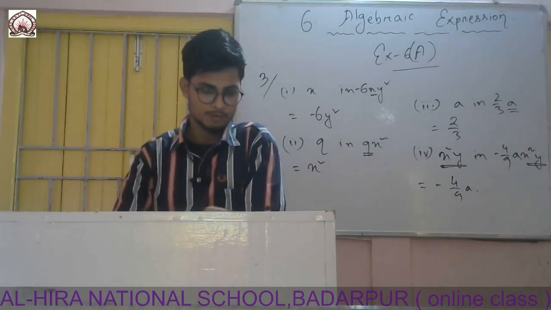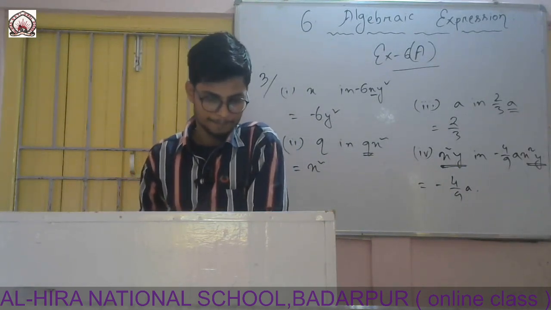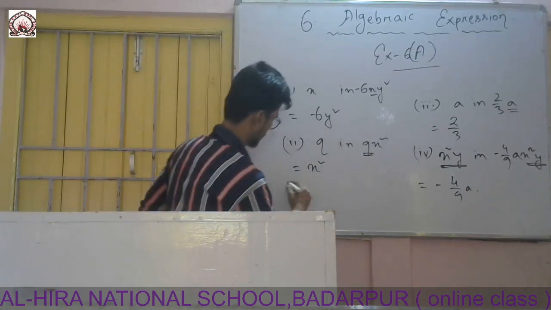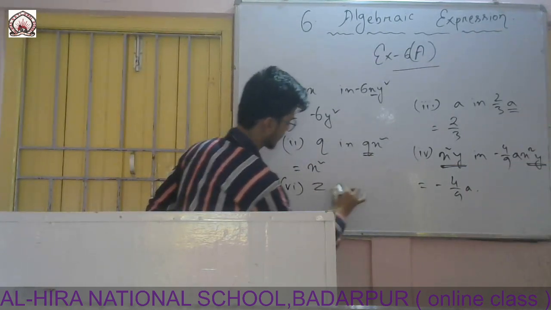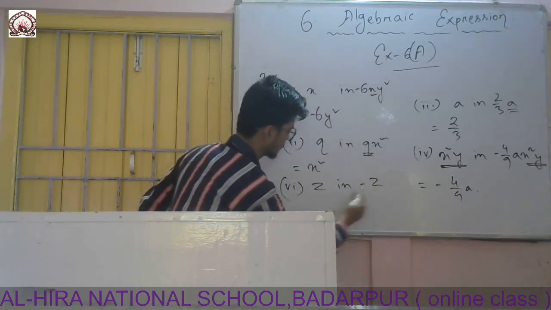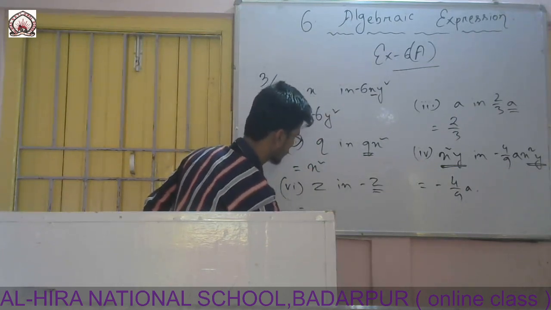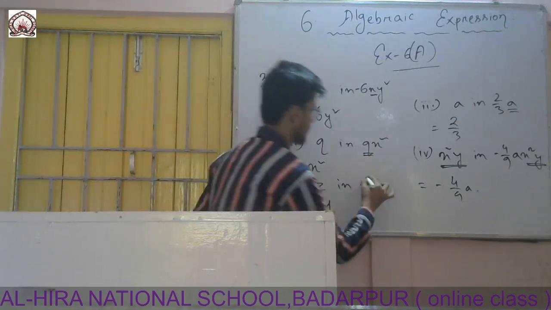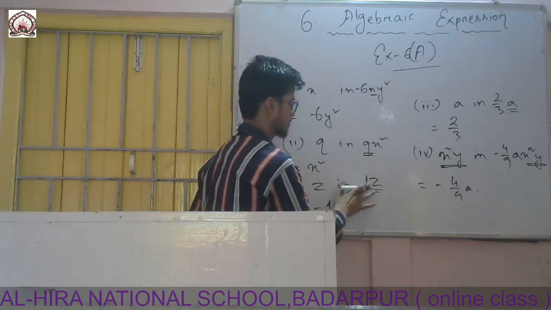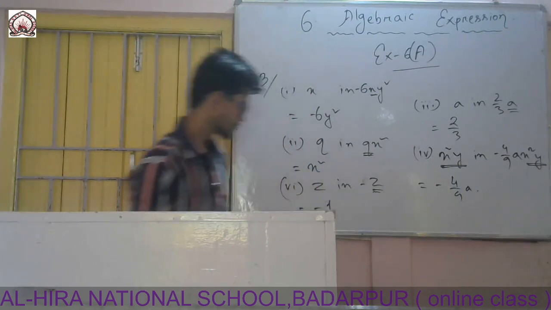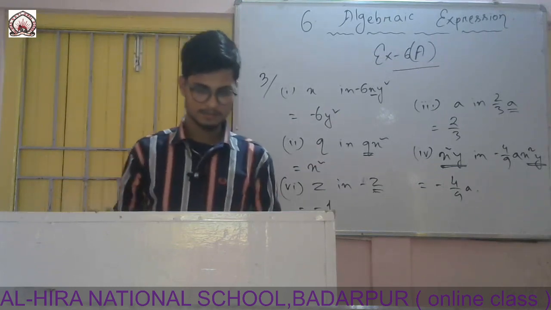So Roman 5 and 6 you try. Okay, 6 let me do, z in minus z. Roman 6 you see, z in minus z. So after leaving z, what left? Only minus sign. So minus I cannot write, so simply minus 1. That means with every number there 1 is there. So just write that 1. So it is minus 1.